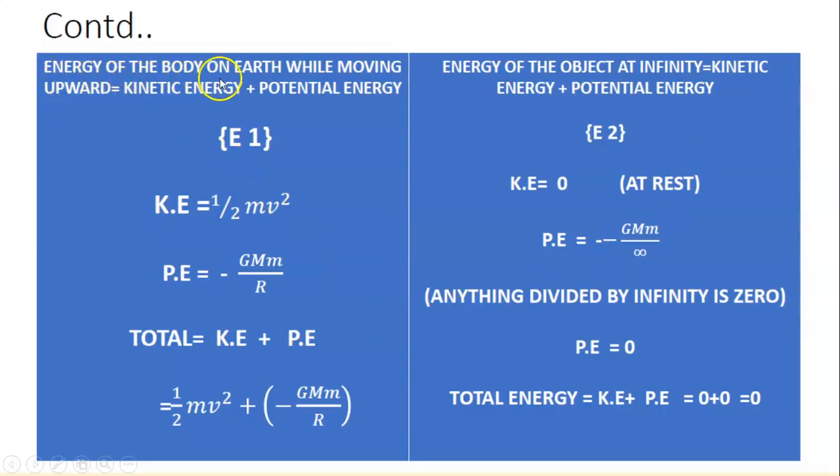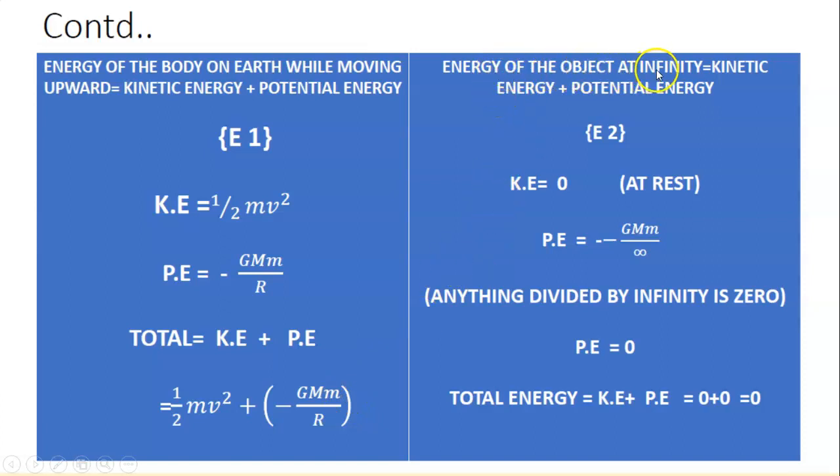Energy of the body on Earth while moving upward is equal to kinetic energy plus potential energy, E1. Kinetic energy is equal to half mv square. Potential energy is equal to minus G into M upon R. Total energy is equal to kinetic energy plus potential energy, which is half mv square plus, in bracket, minus G into M upon R, bracket complete.